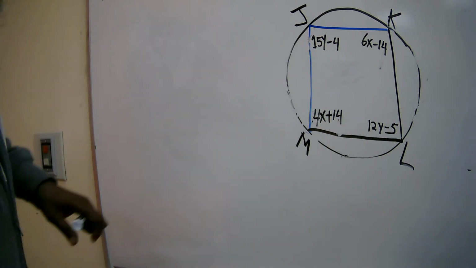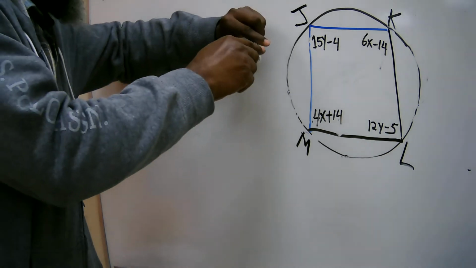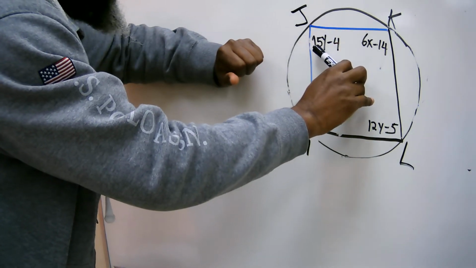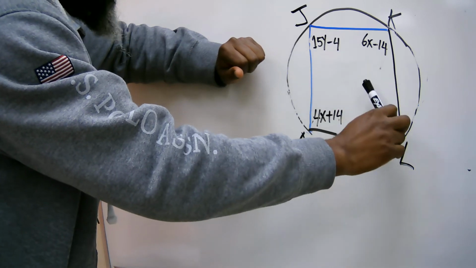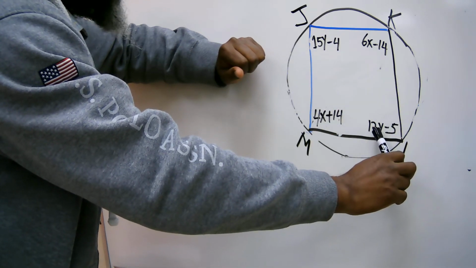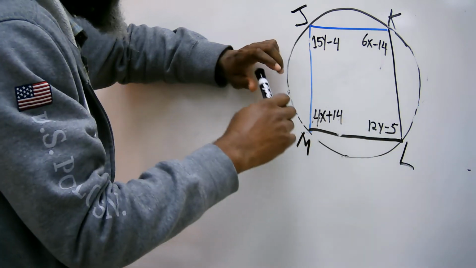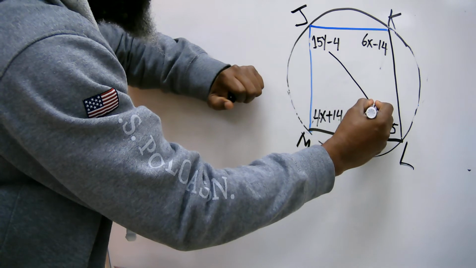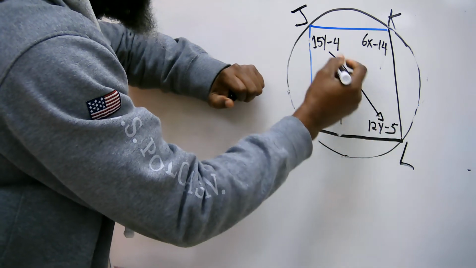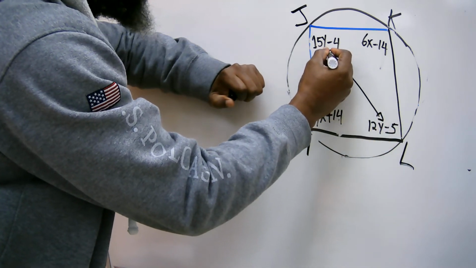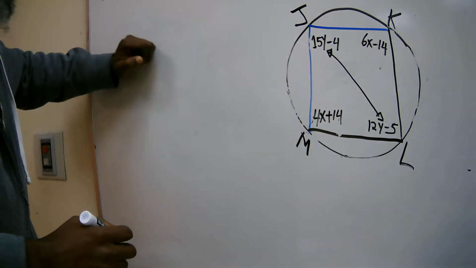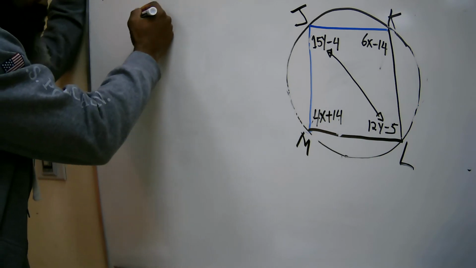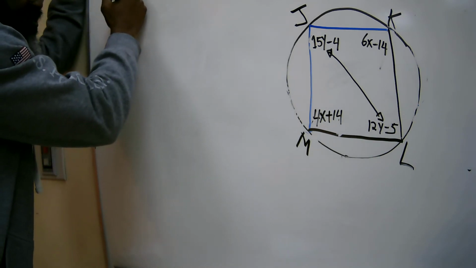In this case, if you look at this problem, you can see that angle J, which is represented by 15y minus 4, is opposite to angle L, which is represented by 12y minus 5. Therefore, you have no option. Those two angles are going to be supplementary because they are opposite to each other. That will give you direction on how to find y. Then once you find y, you will be able to find the measure of each of those two angles.